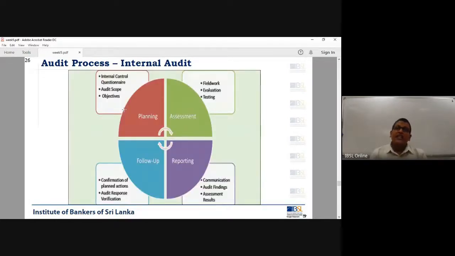The audit process of the internal audit, of course. Actually, there are 4 types of process involved in the internal audit: planning, assessment, reporting, and follow-up. Because it's a continuous process.